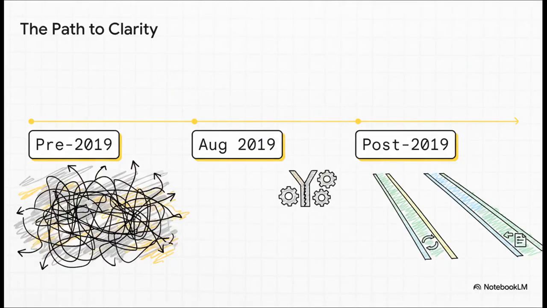And here's the timeline for all of this. For years before August 2019, we all just lived with the chaos of the multi-purpose checkout. But then with Git version 2.23, everything changed. The Git team officially gave us Git switch for all our branch hopping needs and Git restore to handle file changes. This wasn't an accident. It was a huge step toward making Git safer and clearer for everyone.